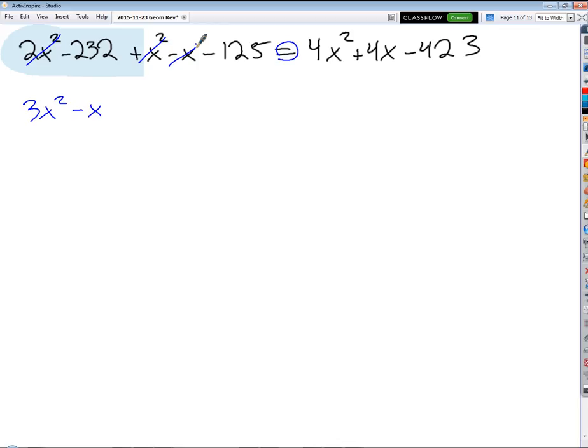And then numbers. We've got two numbers to combine, negative 232 plus negative 125. What did we say that was? Negative 357 for those two. And then on this side, we've just got our 4x squared plus 4x minus 423. Okay, good. So we simplified each side.